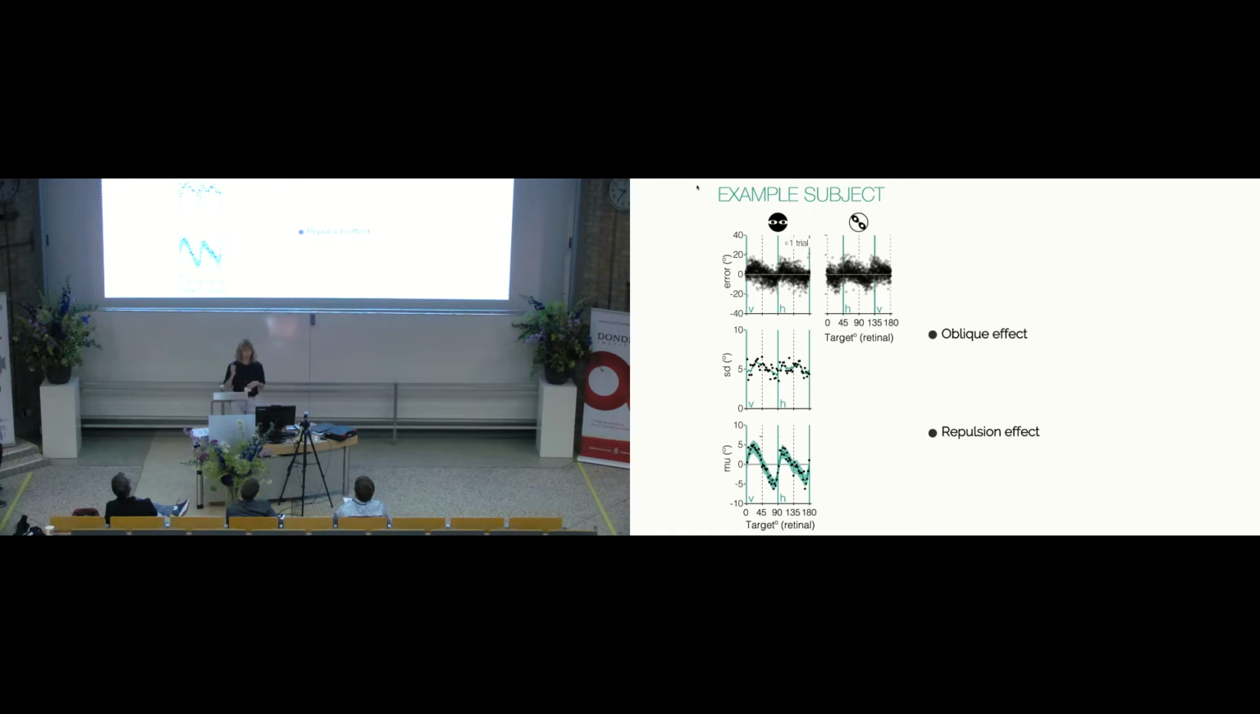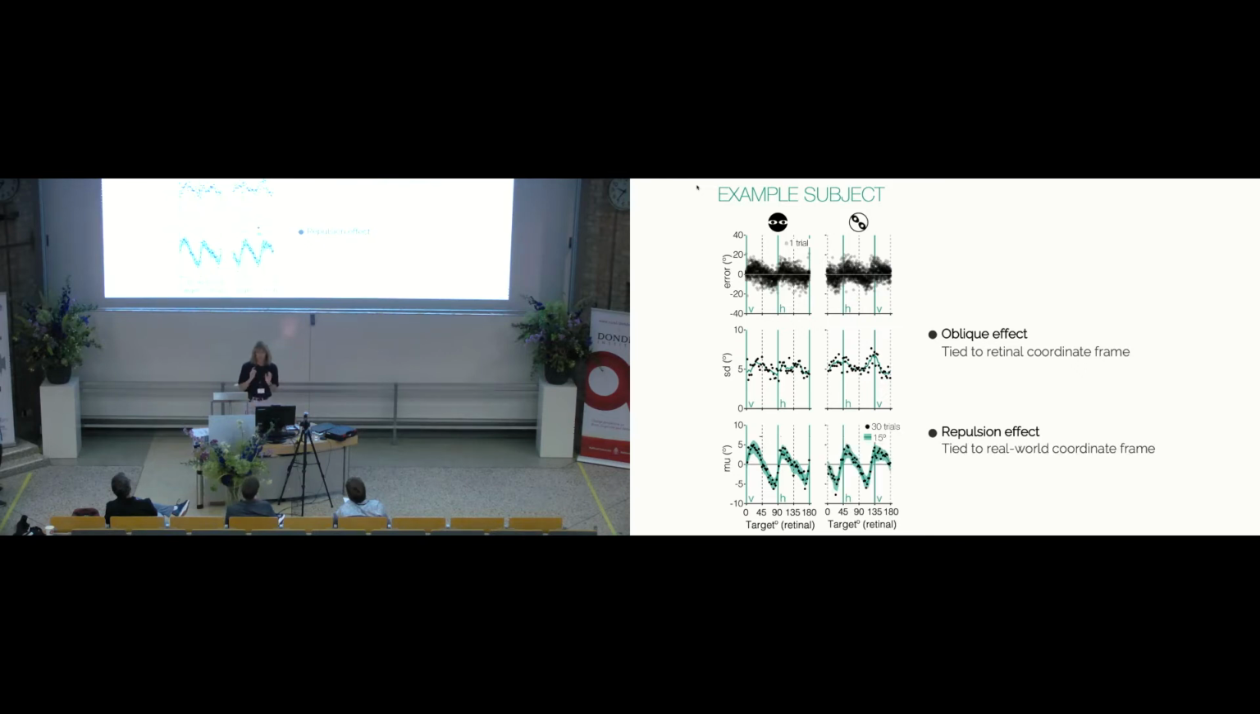Now, what happens when a subject tilts their head? You can already see in the raw data it looks different. When we look at the variance, again, we just see this oblique effect. And on the x-axis, by the way, now I'm plotting this in retinal coordinate frames. So you see that horizontal and vertical, these are the teal lines, are shifted 45 degrees. So h is horizontal, v is vertical in the real world, okay? So the oblique effect tracks the retinal coordinate frame. But if we look now at this bias, it is shifted pretty much by 45 degrees. So this means that the bias is relative to real world vertical and horizontal.